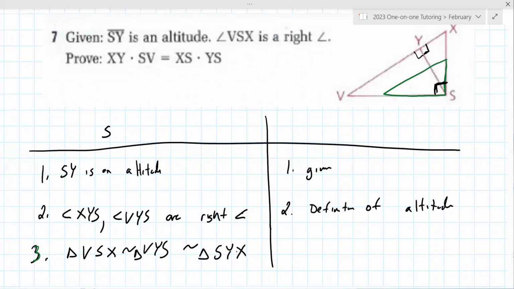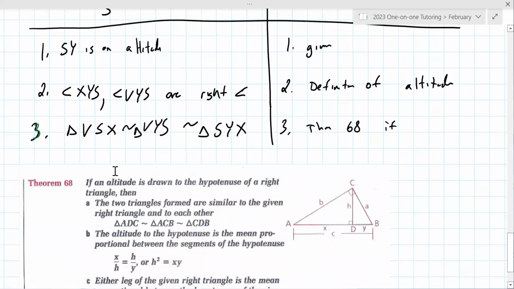Okay. And that's Theorem 68. It's this wording down here: if an altitude is drawn to the hypotenuse of a right triangle, then you get all this stuff. Okay.